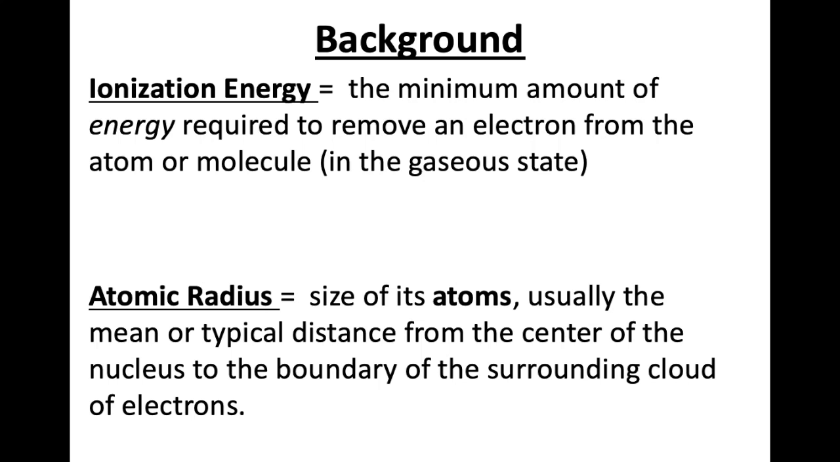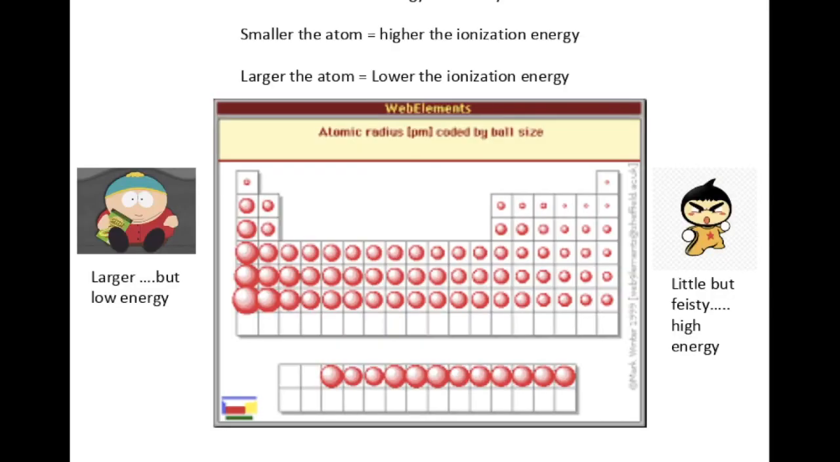The other new term that we're learning and talking about today is the atomic radius. This tells us the size of the atoms, and it's typically talking about the distance from the center of the nucleus to the outermost boundary of the atom, so usually to the furthest energy level where all of your valence electrons are, and that's the boundary of your surrounding cloud of electrons. So let's look a little bit more closely at what that means.